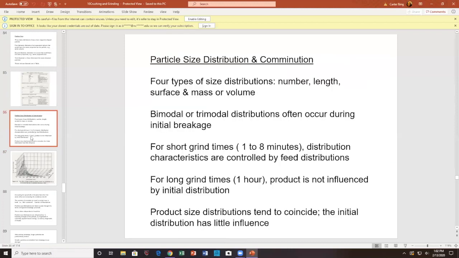Four types of distributions that you've got to recognize. Very useful. Number distribution: how many particles do you have? The length distribution, the surface area distribution, the mass distribution, and we might as well throw in volume as the fifth one, right? So all five of these should be looked at.